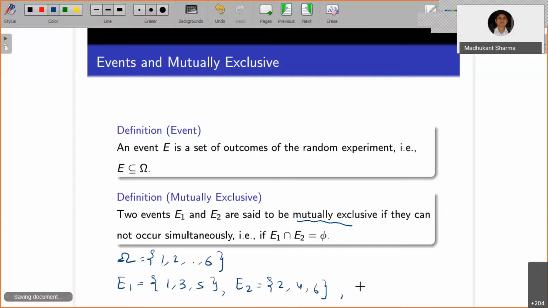Now if you take E3, let me take E3 as multiples of 3: 3, 6. Now E3 is neither mutually exclusive with E1 nor with E2, so they can happen together. E3 intersection E1 is non-empty, and E3 and E2 can also happen together. E1 means odd as well as multiple of 3; both are possible. Right, so this is the definition of mutually exclusive.